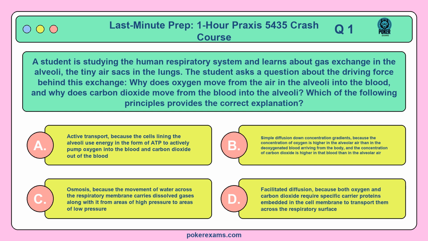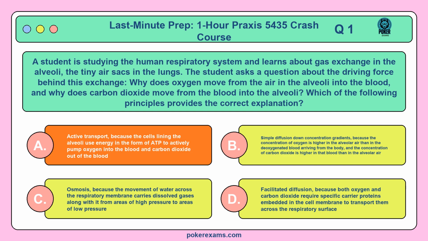Question 1. A student is studying the human respiratory system and learns about gas exchange in the alveoli, the tiny air sacs in the lungs. The student asks a question about the driving force behind this exchange. Why does oxygen move from the air in the alveoli into the blood, and why does carbon dioxide move from the blood into the alveoli? Which of the following principles provides the correct explanation?